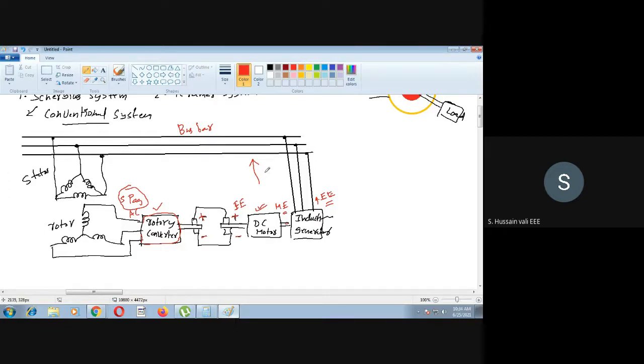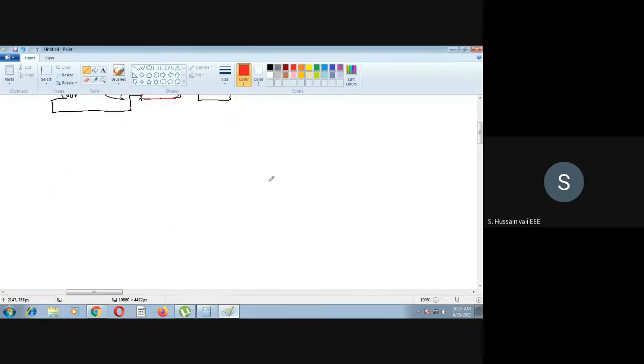Now we will draw the static Scherbius drive. What is the static Scherbius drive? It is a simple thing. Static devices we will use, that is power semiconductor devices, to recover the power. Nothing else is there here.